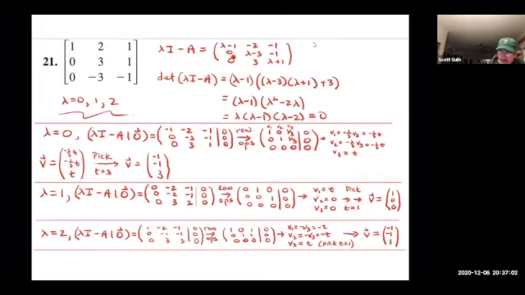I just expanded along the first column. And so you get these 2 zeros, and it's actually a super easy determinant, and it factors this way. You get lambda times lambda minus 1 times lambda minus 2, which is 0. So the eigenvalues are 0, 1, and 2, just like that.